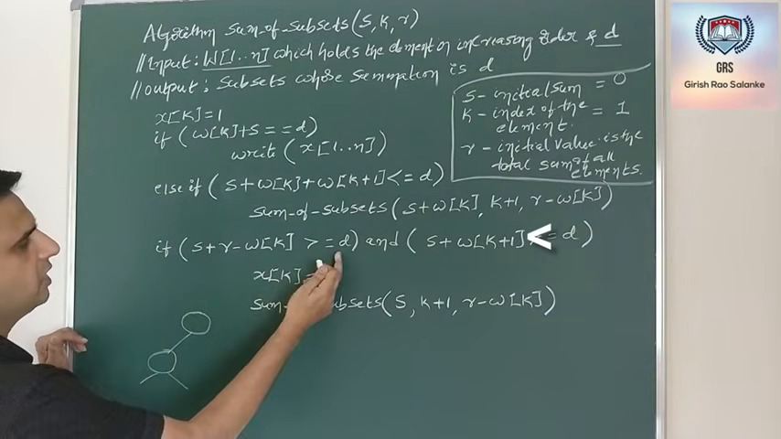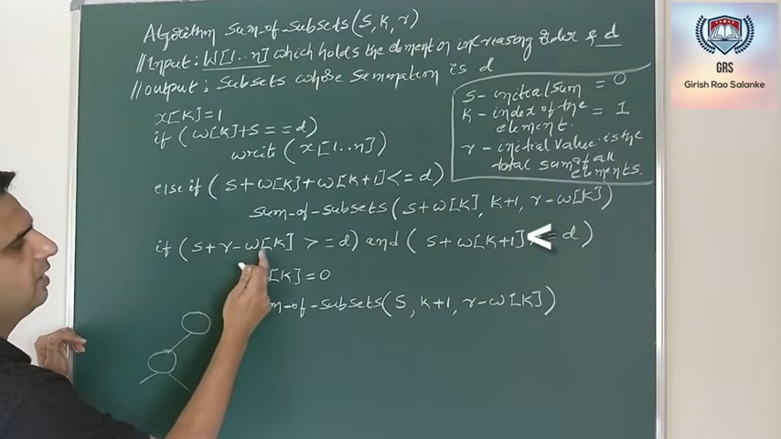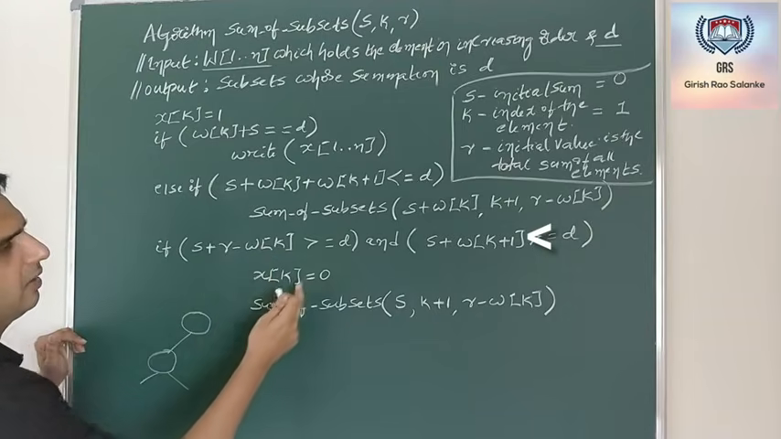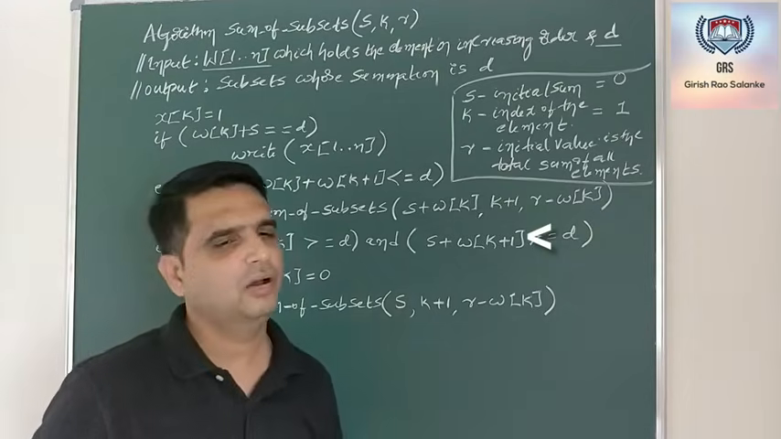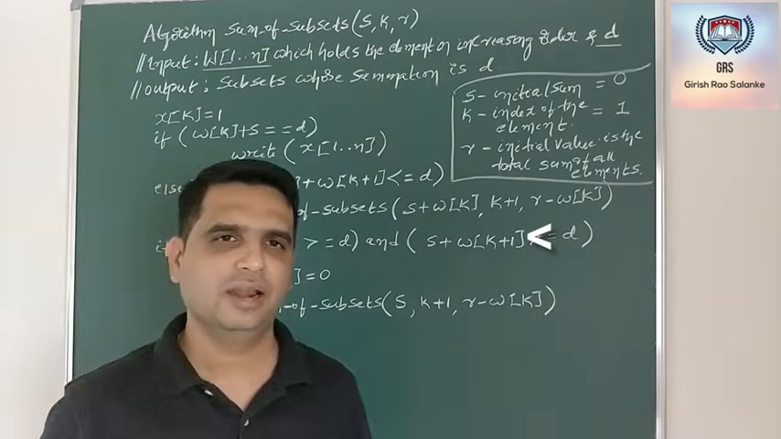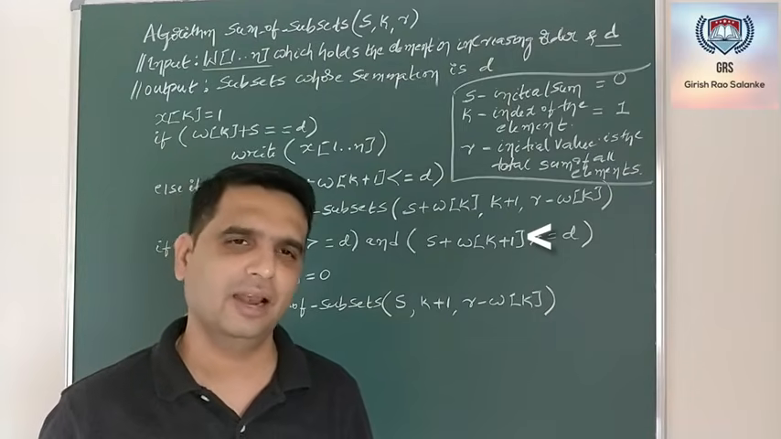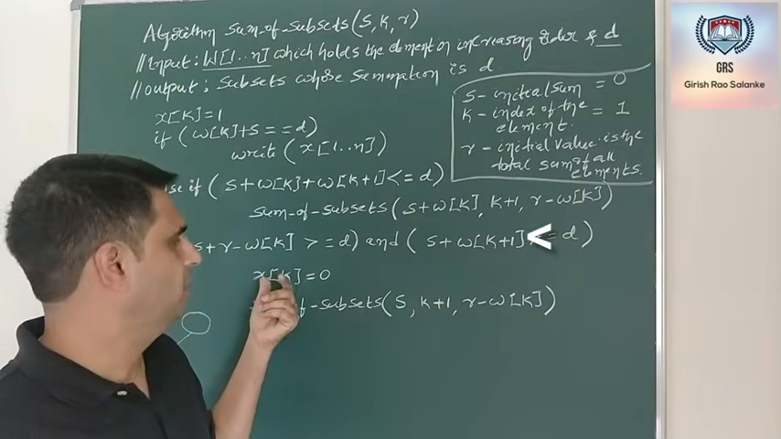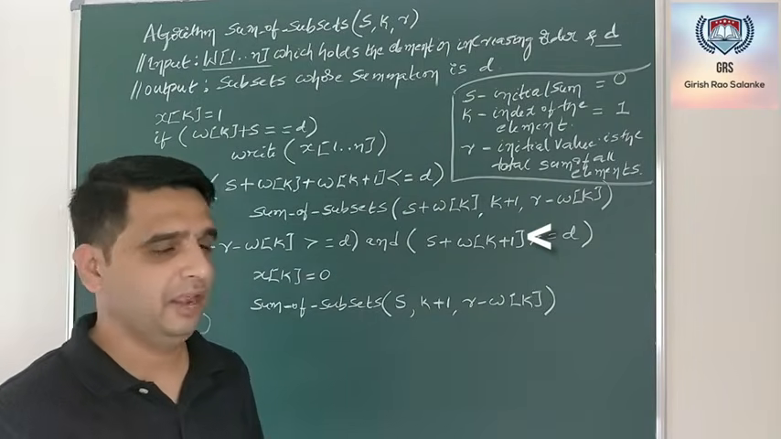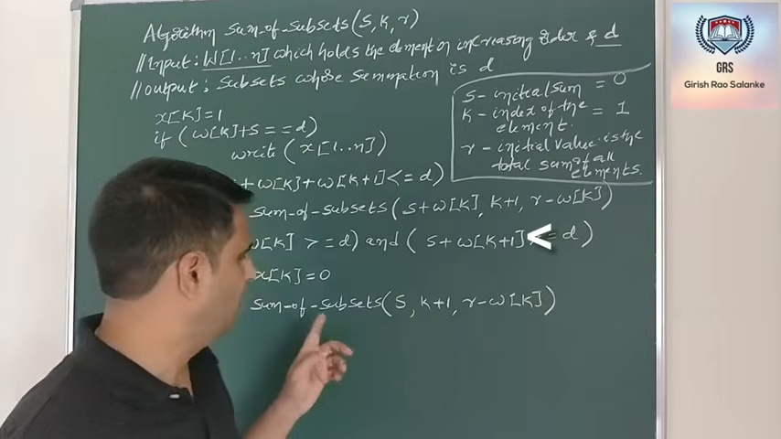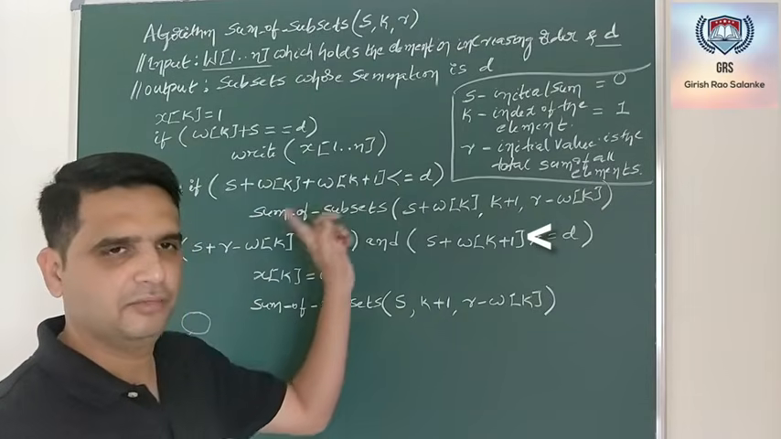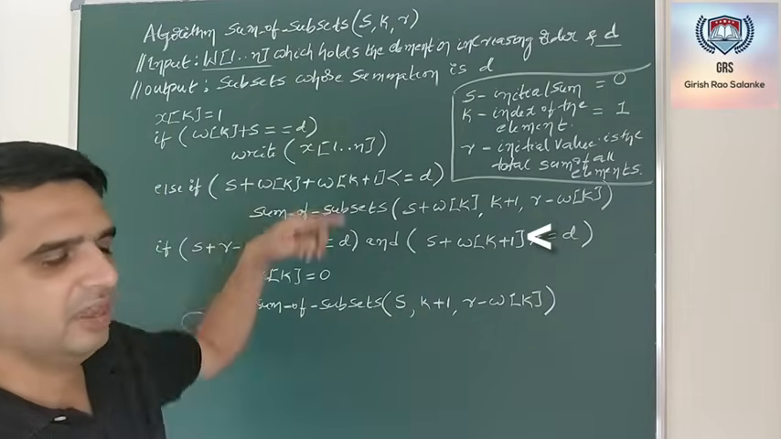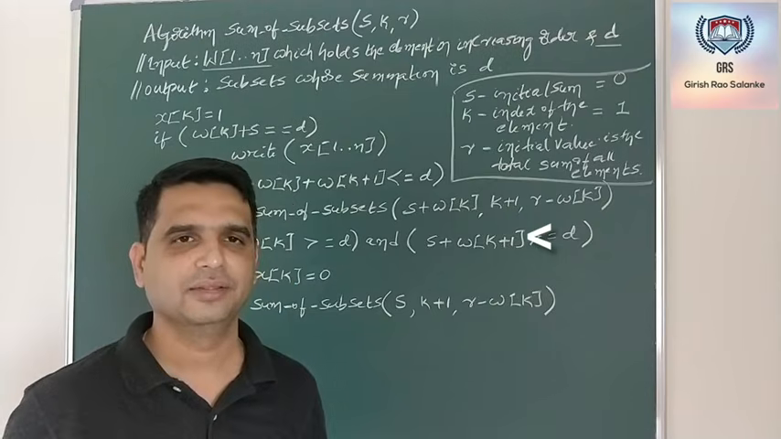And one more bounding function was this: S plus R minus W of K less than D. Here also we need to discard. In the sense we are not considering that particular element. Hence I am having 0 in the Boolean array X. Anyway, I need to build the tree further. So I am calling this sum of subset function once again to build it on the right side.